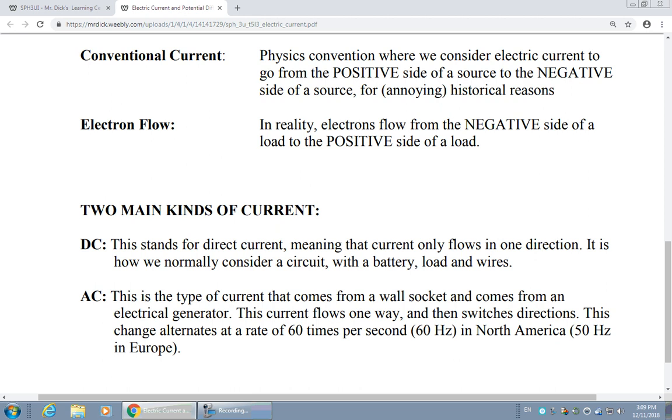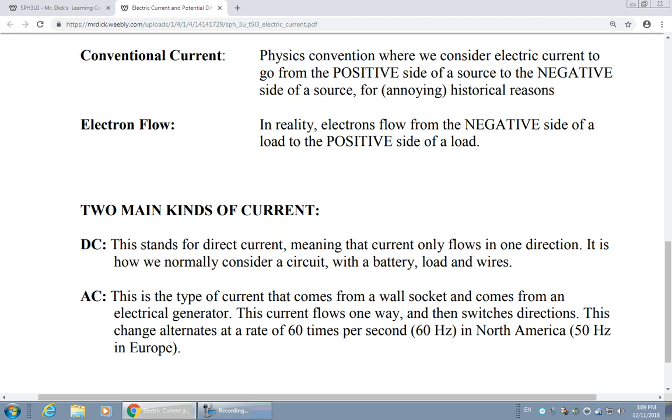And so the number of times that it alternates back and forth is different depending on if you're in Europe or North America. Most North American outlets, because of the way that we generate our electricity here and pump it into that outlet, the current tends to alternate back and forth about 60 times per second, or what we call 60 hertz. But in Europe, it's more like 50 times per second, just because of the different technologies that they use to generate that form of current.